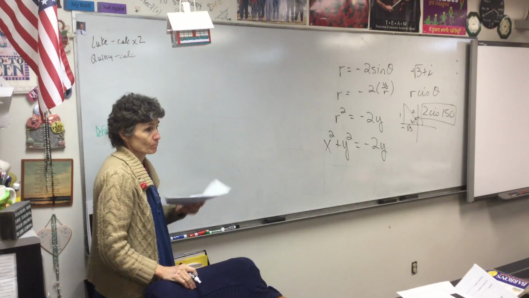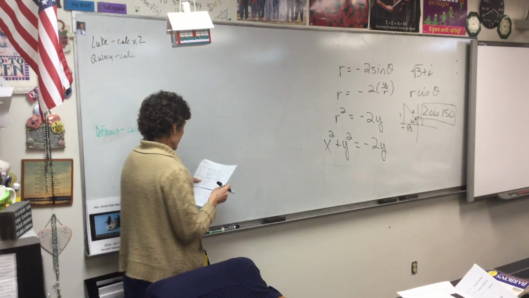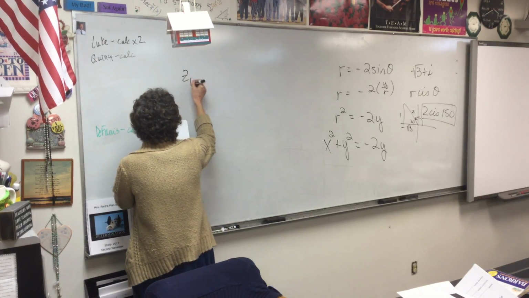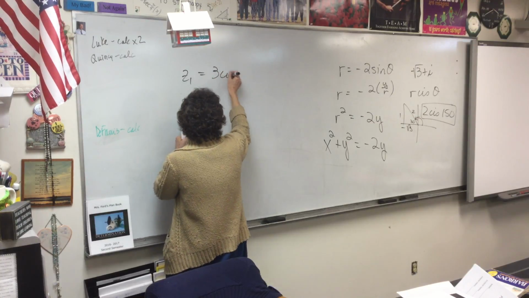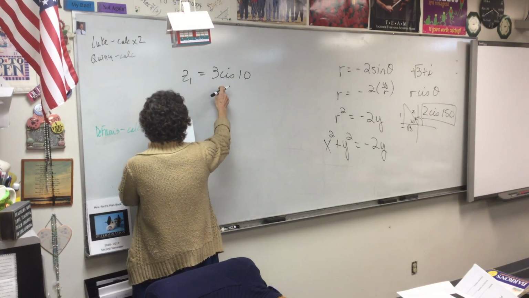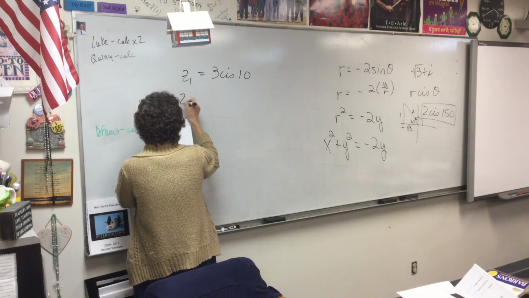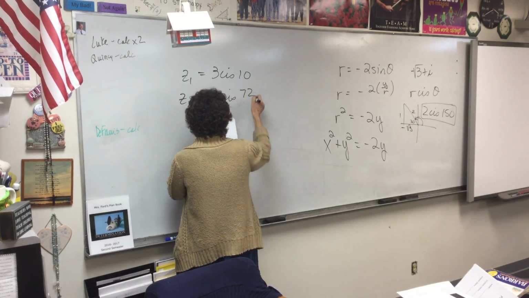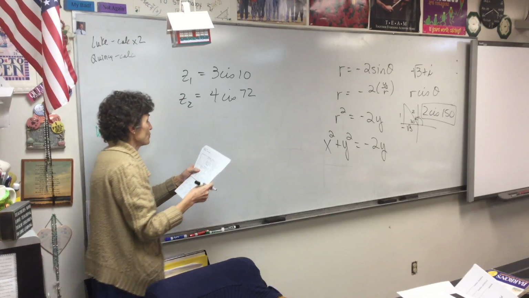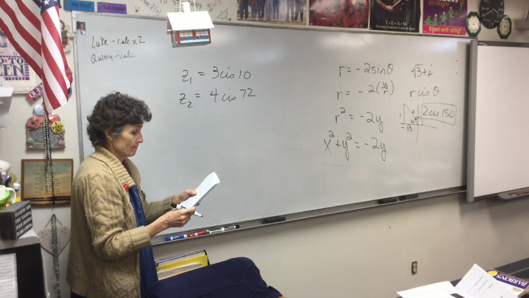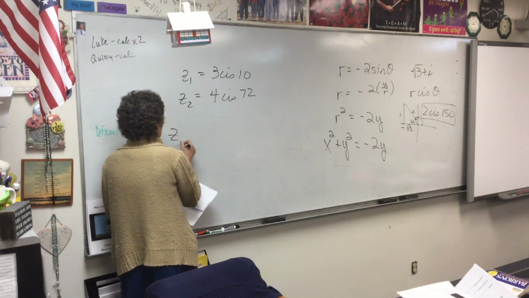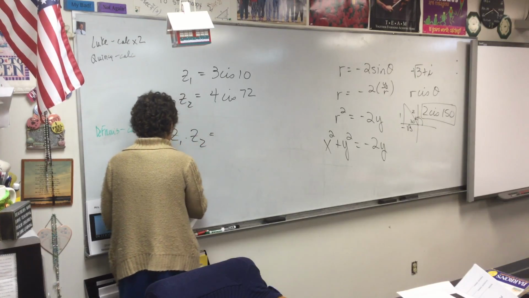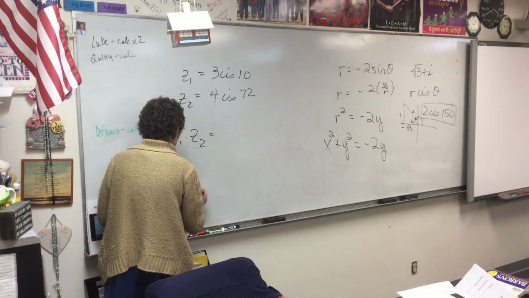Got it? All right, number 9. We've already done some of this today. Z sub 1 is 3 CIS 10. I'm using the shorthand. I've got the longhand on the paper. I'm using the shorthand when I write it up here on the board. You can use either one, whichever is less confusing for you. Now I want to multiply them. I want to divide them.